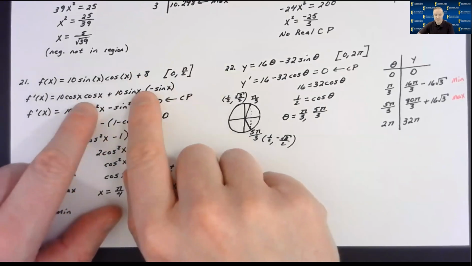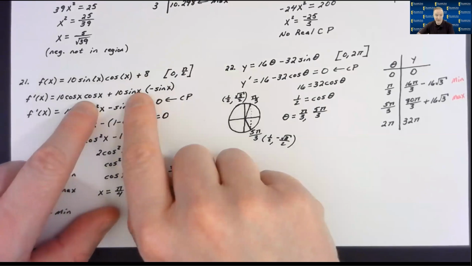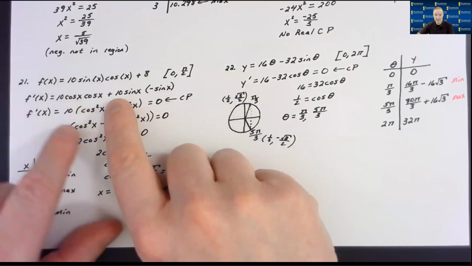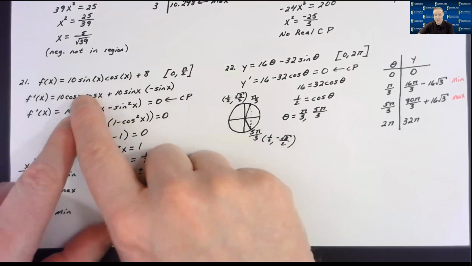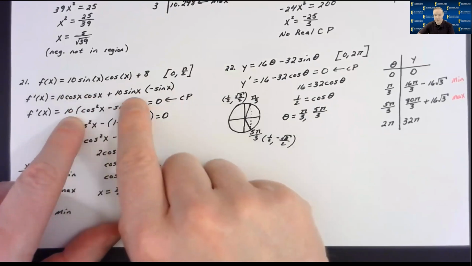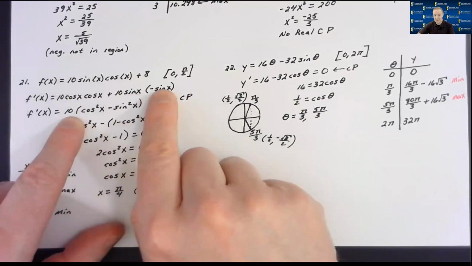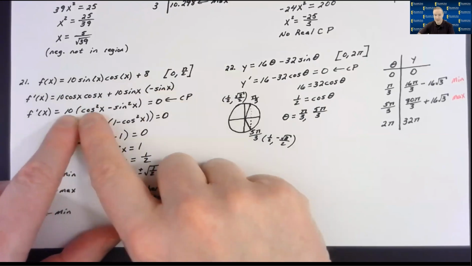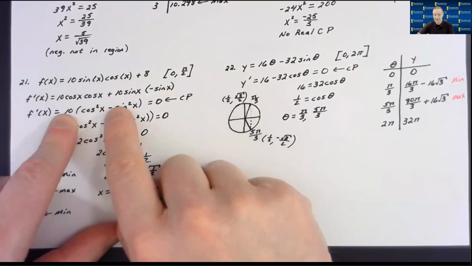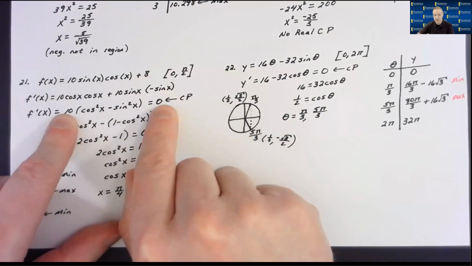So now it's just these two terms. And I thought, well, I'm going to go ahead and factor a 10 out of both of those terms. And then when I do that, I'll have cosine squared x and a negative sine squared x. So I have 10 times the group, cosine squared minus sine squared, is equal to 0.